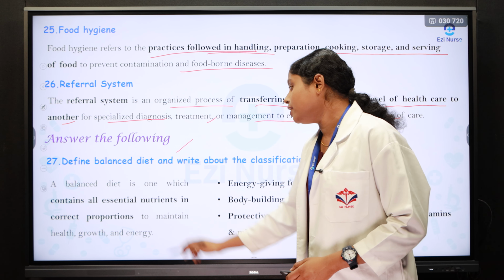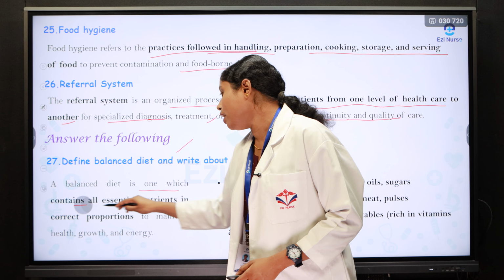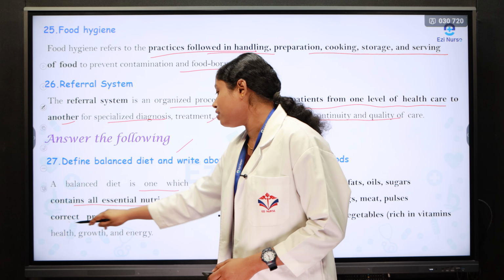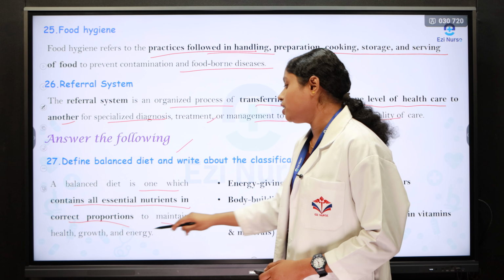So what is a balanced diet? It's one which contains all essential nutrients in the correct proportion to maintain health, growth and energy. So a balanced diet contains all types of essential nutrients in a correct proportion to maintain health, growth and energy. That is what is known as a healthy diet. Also it is known as a balanced diet.